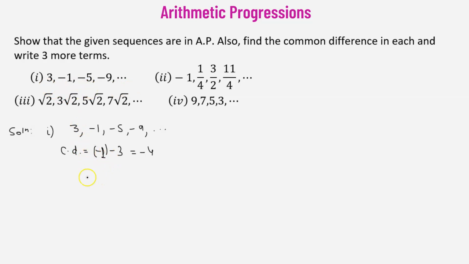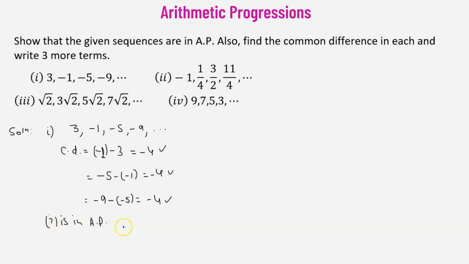For this, we consider the third term, which is -5, and from it we subtract the second term, which is the previous term. So we'll have -5 minus -1, and this is also going to give us -4. Similarly, we can check with the fourth term, which is -9, and from it we subtract the previous term, the third term. So -9 minus -5, and this is also going to give us -4. So here we see that in each of the 3 cases, our common difference is exactly the same. Then we can say that our given sequence, number one, is in AP. So it is following an arithmetic progression.